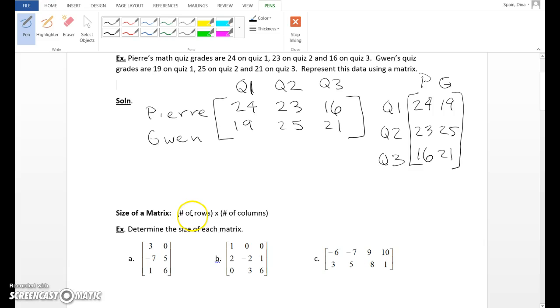Alright, so the size of the matrix is going to be given by two numbers with this little x in the middle. It's not multiplication. It's the number of rows by the number of columns, like a 2 by 2, for example.